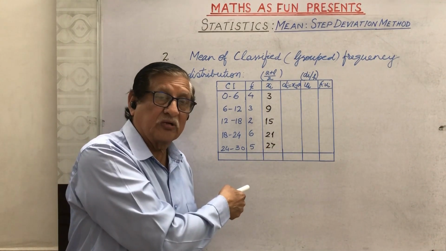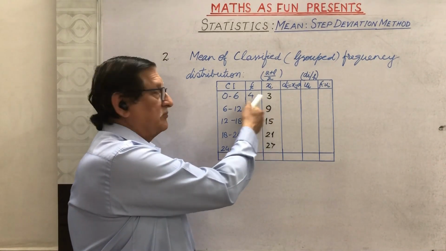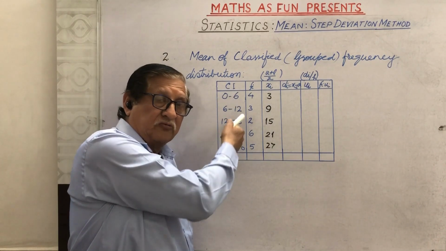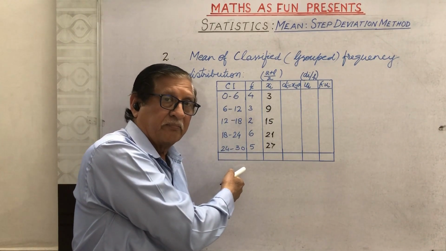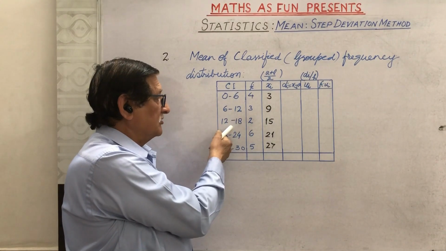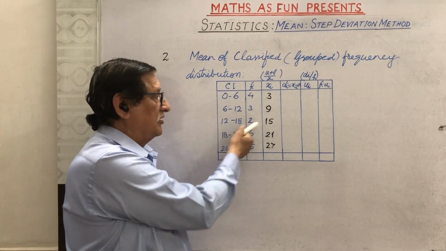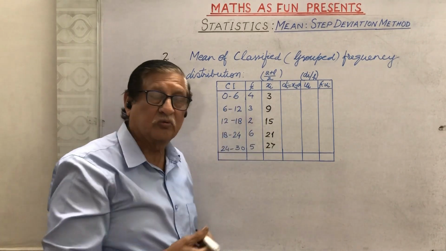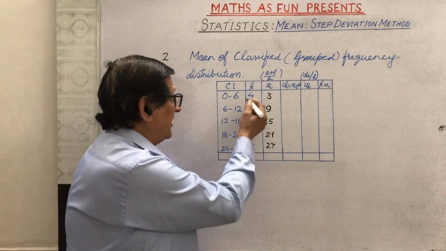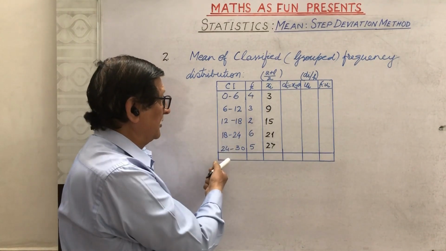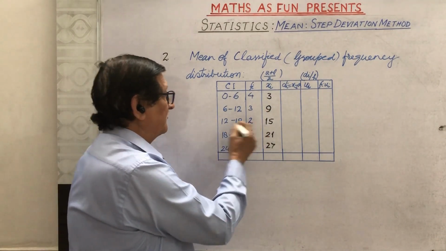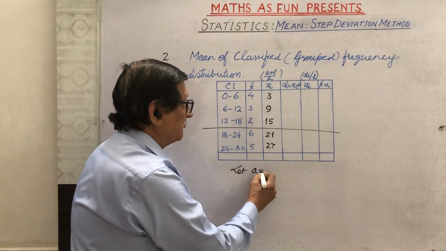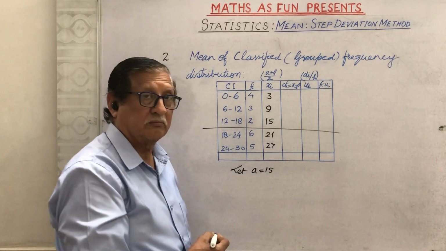See, one more way we can do it. We find the class mark for the first and second class intervals and if the intervals are the same, then we can just add the class interval here, like 6 is the class interval, we can add 6: 9 plus 6, 15 plus 6, 21 plus 6, 27. Now we assume A in this, somewhere in the middle, suppose we take this as 15. So we underline this and we write let A be 15.